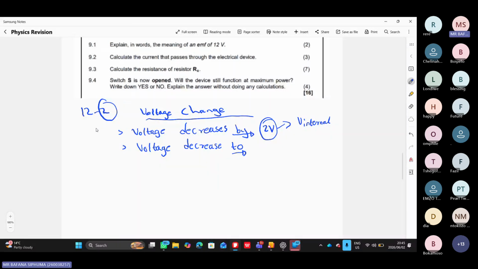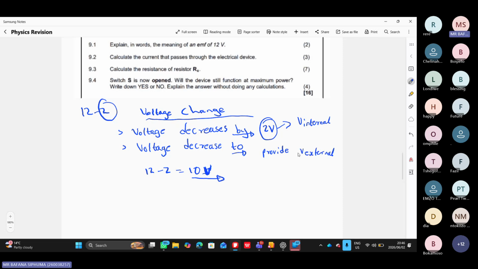So which means if they say voltage decreases by 2V, then that's your internal voltage. But if they say voltage decreases 2, they're basically saying you're having an EMF. Your EMF was 12, maybe, and then we subtract 2, we'll be left with 10V. It means that now your 10V is your external voltage. Decreases 2, this one will provide V external.